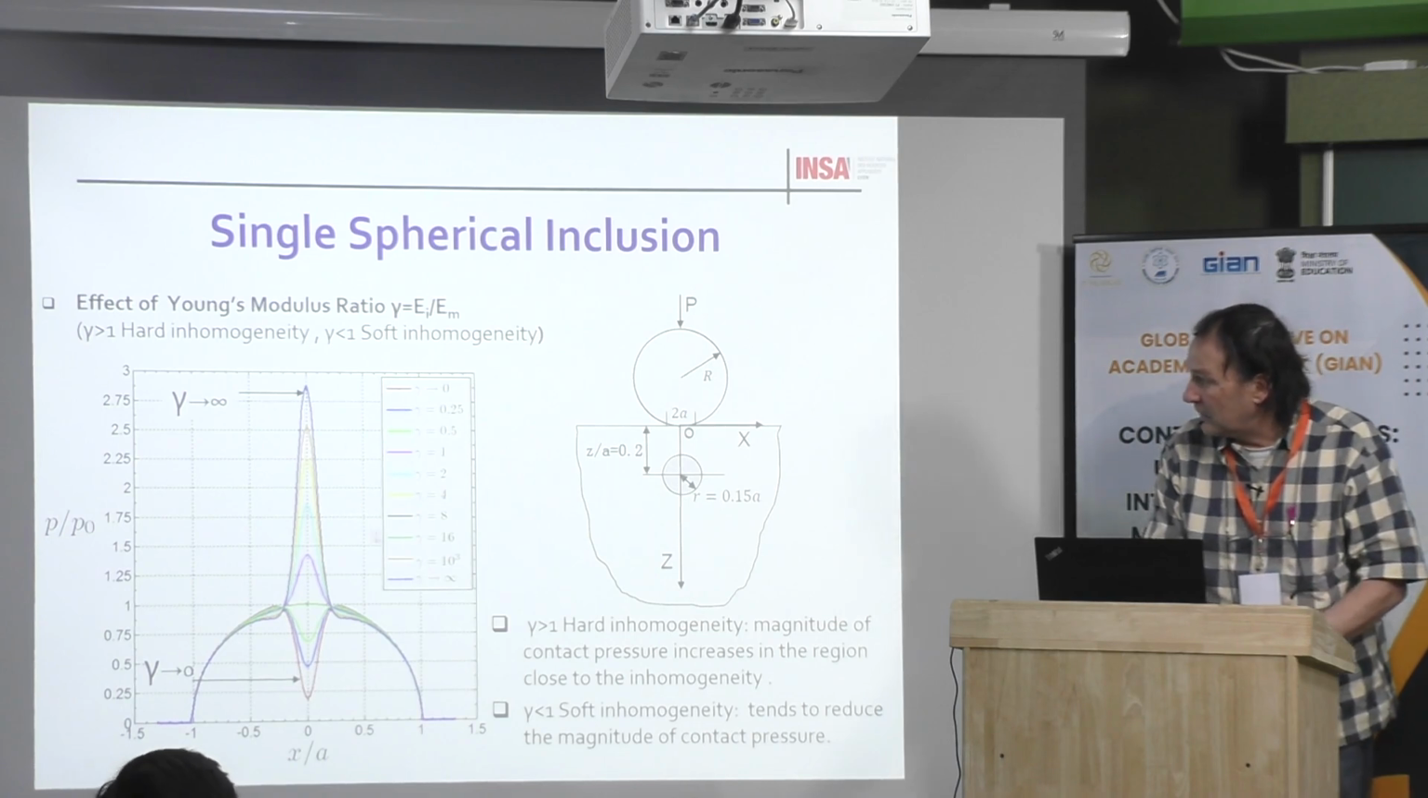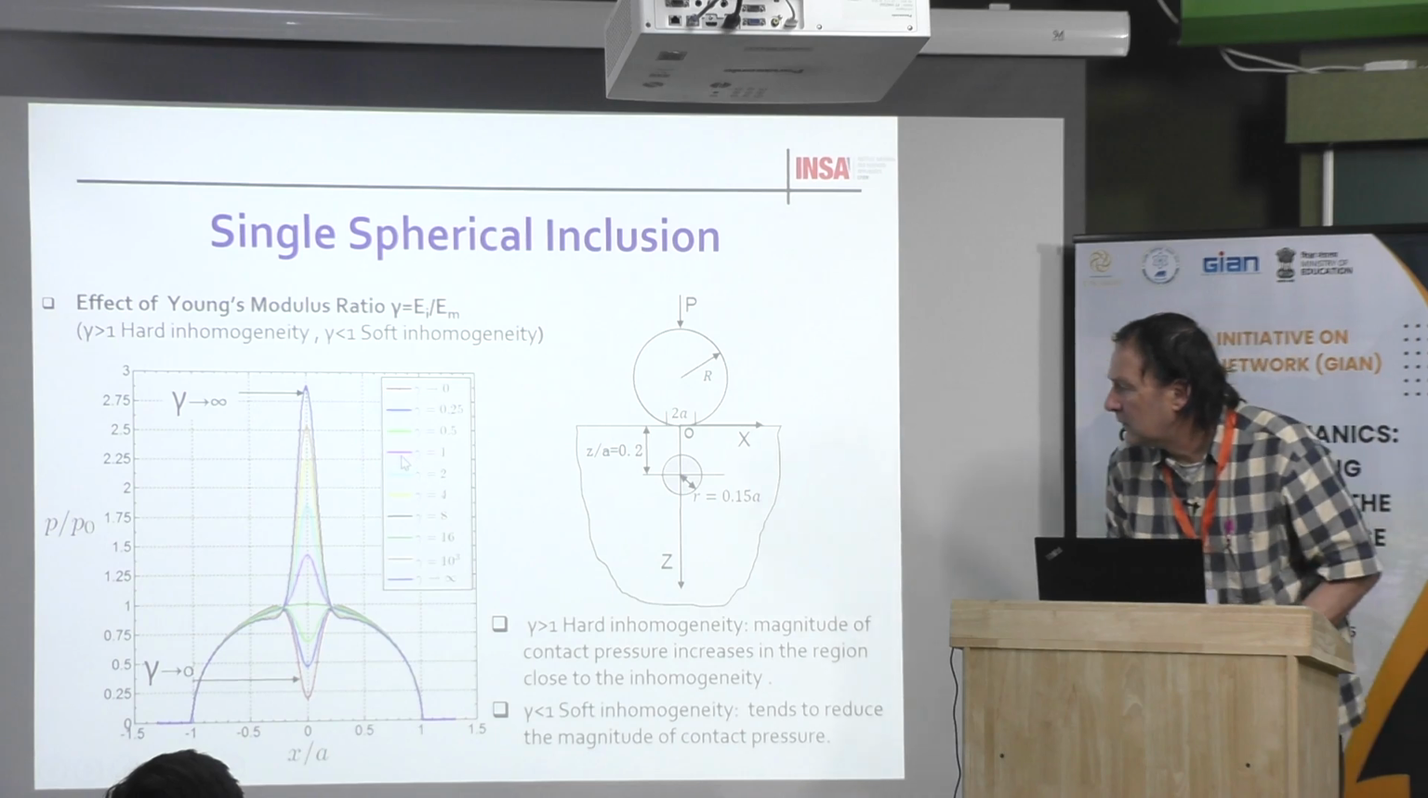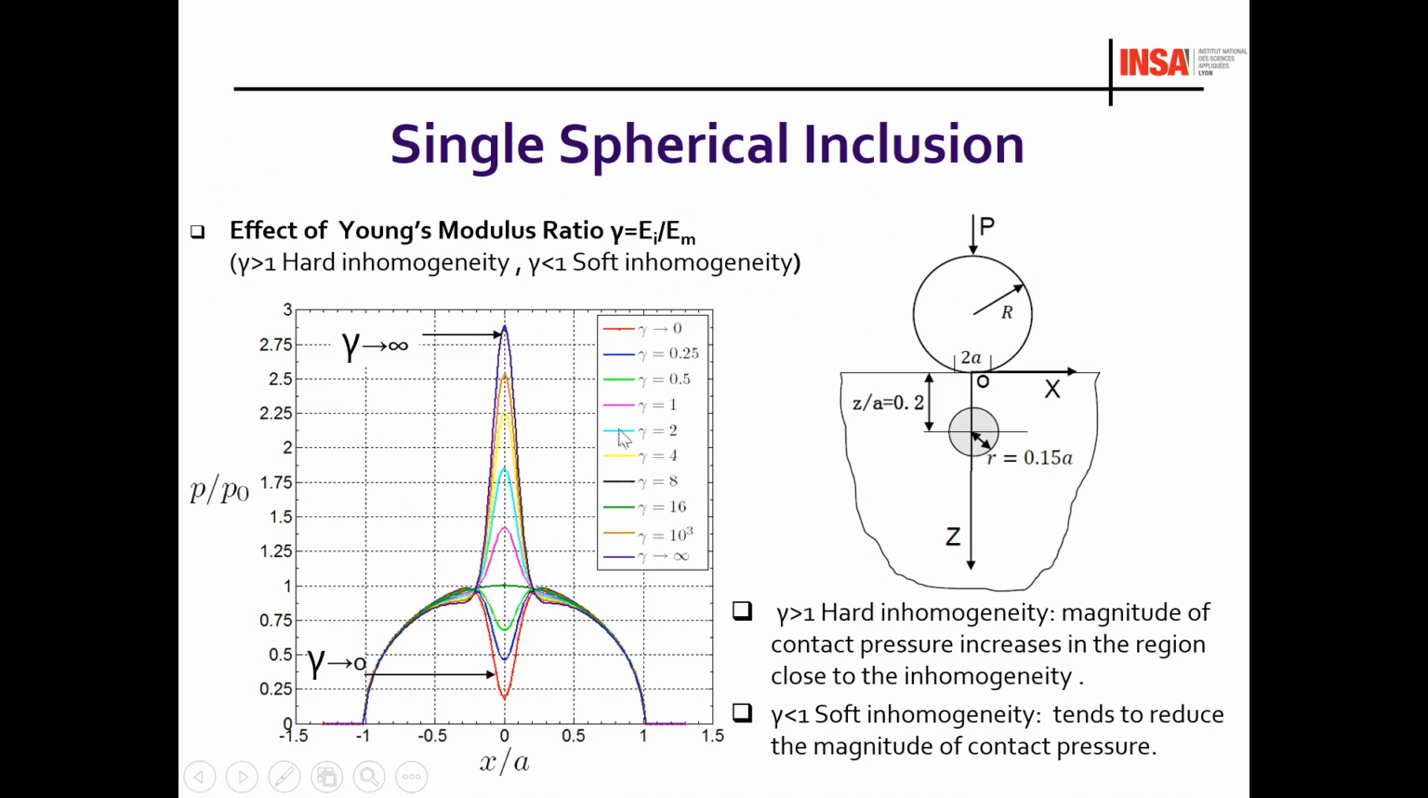Okay. And now you have different results for different Young modulus ratios. When the inclusion has the same Young modulus as the matrix, you get the Hertz solution, which is for gamma here. I think there is a mistake with the color in the picture here. This one should be for gamma equal 1 anyway. And for gamma equals 0, the cavity, you can observe a decrease of the maximum pressure. Gamma is the ratio between the Young modulus of the inclusion and the Young modulus of the matrix.